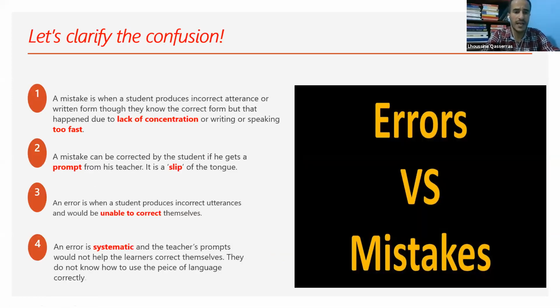Good. So number one, let's clarify the confusion. It's very clear. A mistake is when a student produces an incorrect utterance or written form, though they know the correct form, but that happened due to lack of concentration, or writing or speaking too fast. Number two, a mistake can be corrected by the student if he gets a prompt, help.